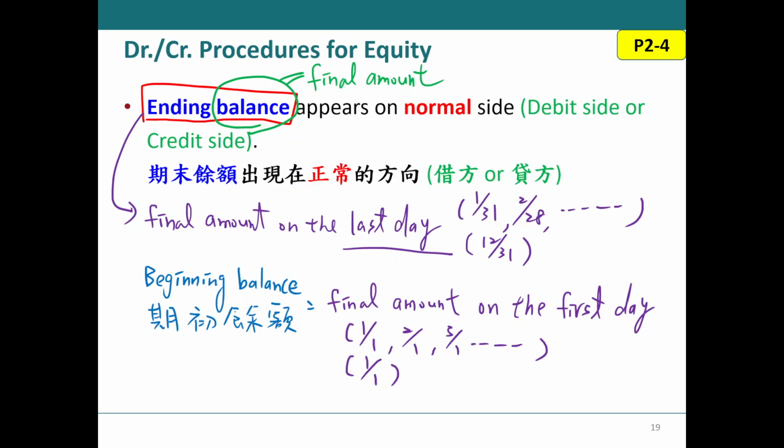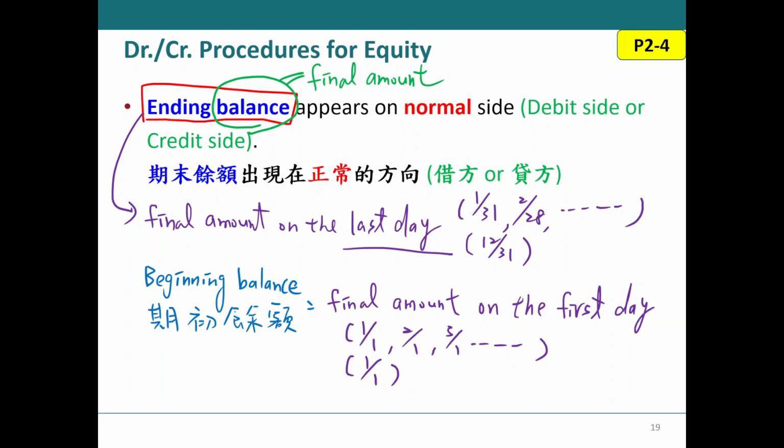Okay? No problem? But here we want to talk about ending balance. Again, we want to do another double check. So here you'll find out accounting, we need a lot of double check to make sure all the numbers about money, they are correct. Okay.